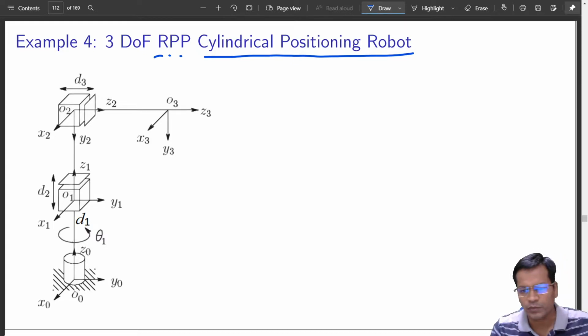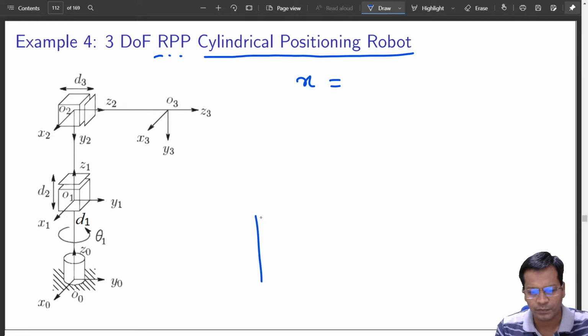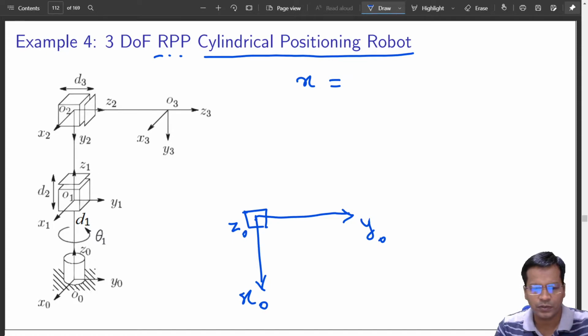So, what should be x for this? Anyone? X for this? Let us look at it from the top. I will draw it from the top. So this should be your x0, this should be your y0. Other two links are vertically above this. So this is z0, which is protruding out of this plane. So this link, this d3 distance, you also have d2 distance which is here, and you have a fixed distance of d1 which is here.